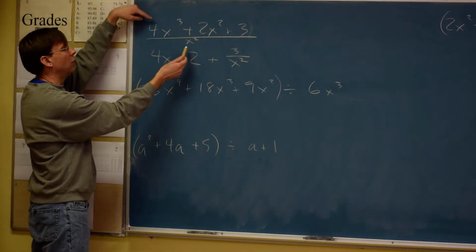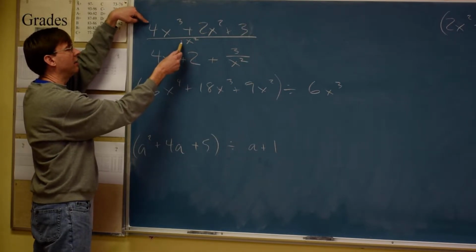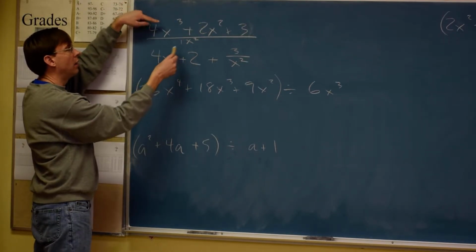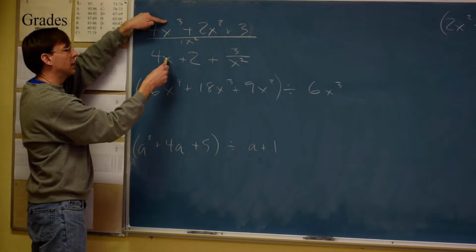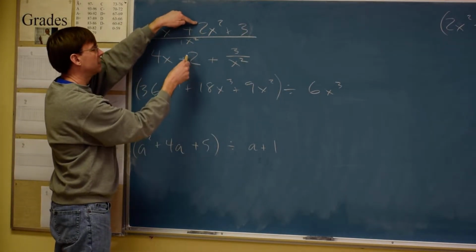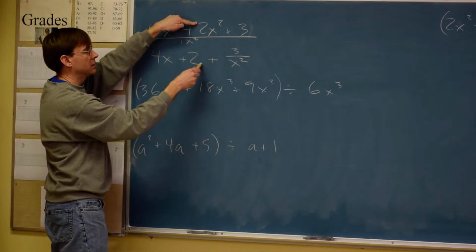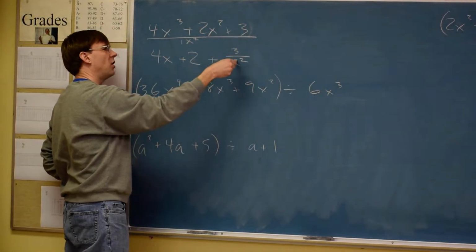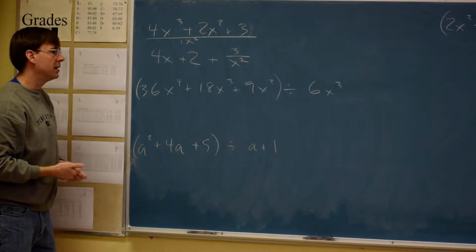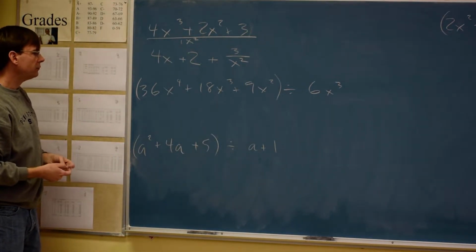Sometimes people prefer to look at it this way. Again, divide the 4 and the 1 to get a 4. Subtract these powers to get a 1. Divide these to get a 2. Total cancellation of these leaves no x's. 3 is already on top of x squared when you look at it that way. Sometimes people like that better.